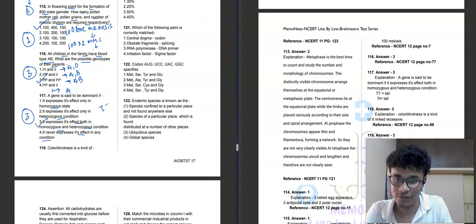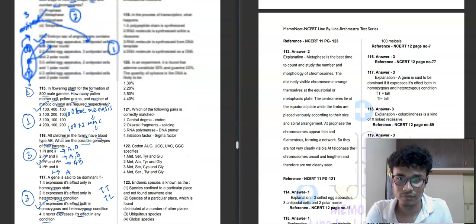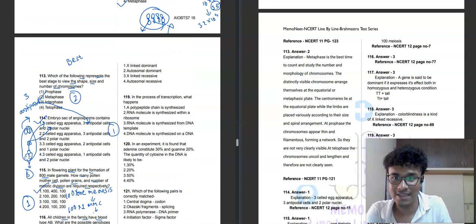You can understand this. So this is homozygous condition, it is tall, and this is heterozygous condition, and it is also tall. So basically this is dominant gene. So third option will be our correct answer for this question. Moving towards the next question. Color blindness is a kind of: X-linked dominant, autosomal dominant, X-linked recessive, or autosomal recessive. So third option will be our correct answer for this question.